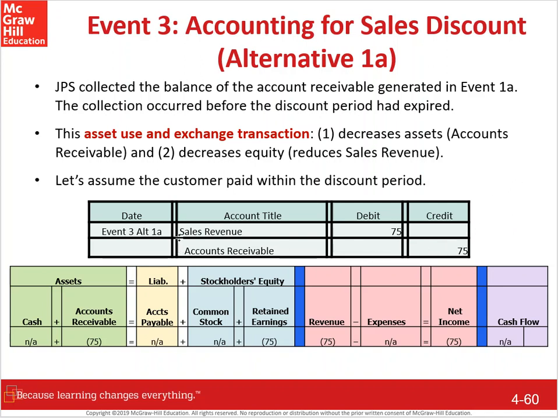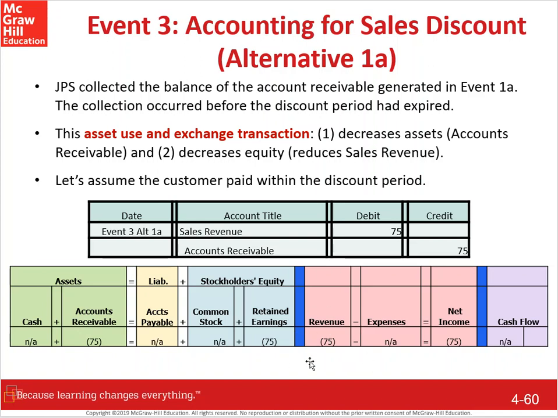So we debit sales revenue. Again, that's strange to be debiting a revenue account. We're making revenue go down, and then we're crediting accounts receivable, making accounts receivable go down. Now that part is a little more logical to me, that the customer owes us less money. But why debit sales revenue?